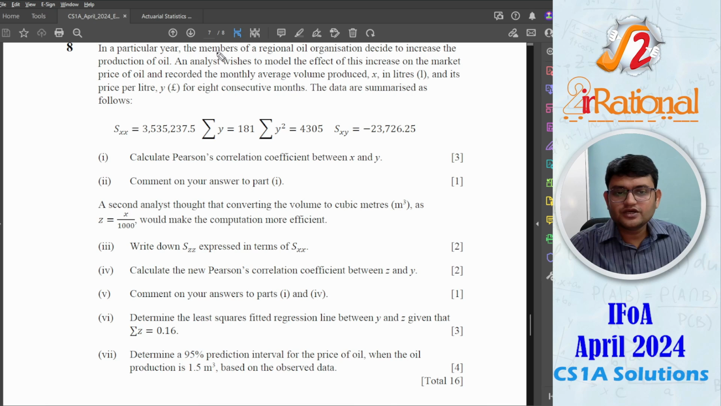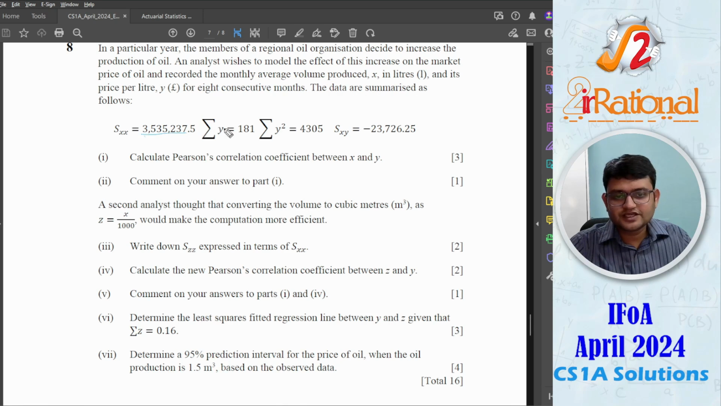In a particular year, the members of a regional oil organization decide to increase the production of oil. The analyst wishes to model the effect of this increase on the market price of oil and recorded the monthly average volume produced X in liters and its price per liter, that is Y, for 8 consecutive months. The data are summarized as follows.